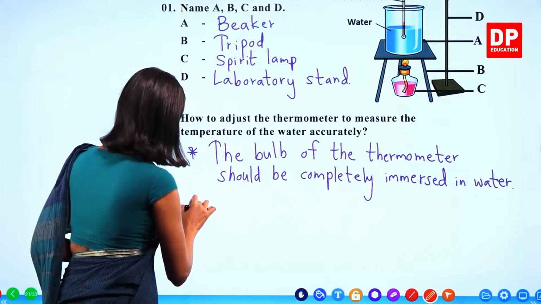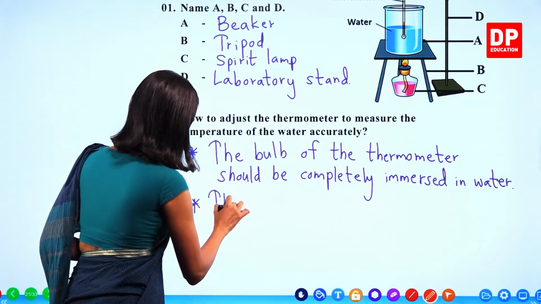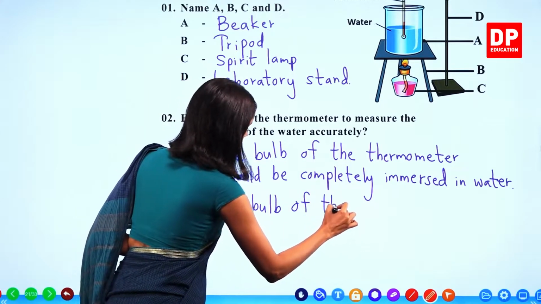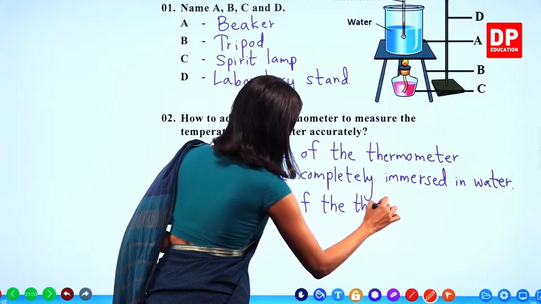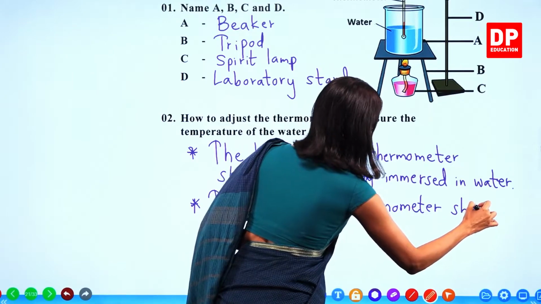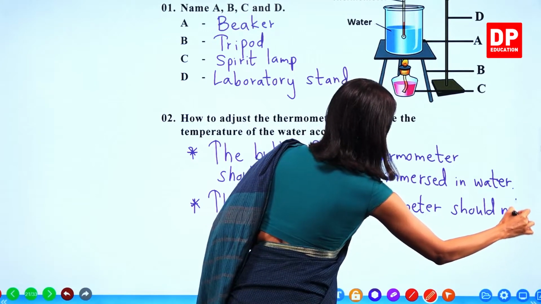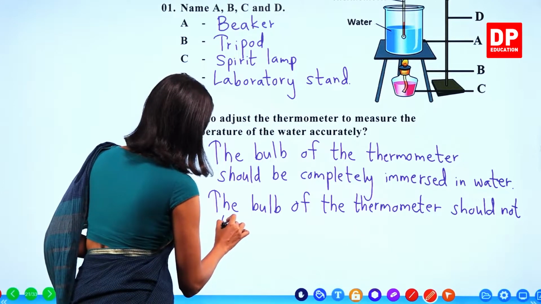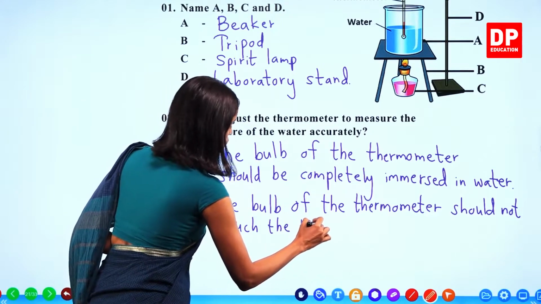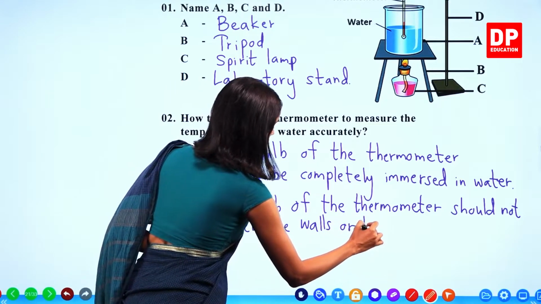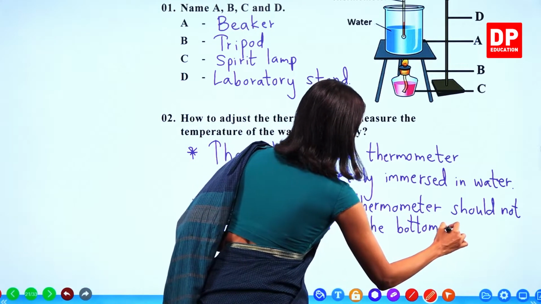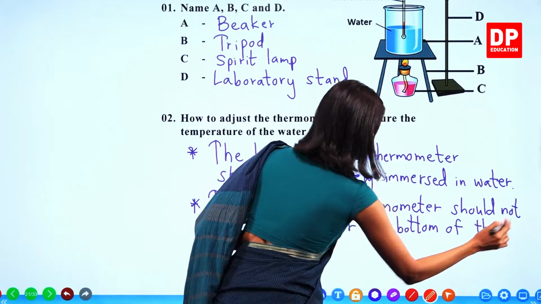Next one. The bulb of the thermometer should not touch the walls or the bottom of the beaker.